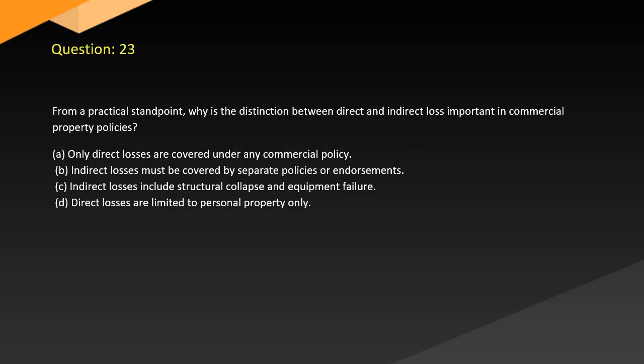Question 23. From a practical standpoint, why is the distinction between direct and indirect loss important in commercial property policies? A. Only direct losses are covered under any commercial policy. B. Indirect losses must be covered by separate policies or endorsements. C. Indirect losses include structural collapse and equipment failure. D. Direct losses are limited to personal property only.